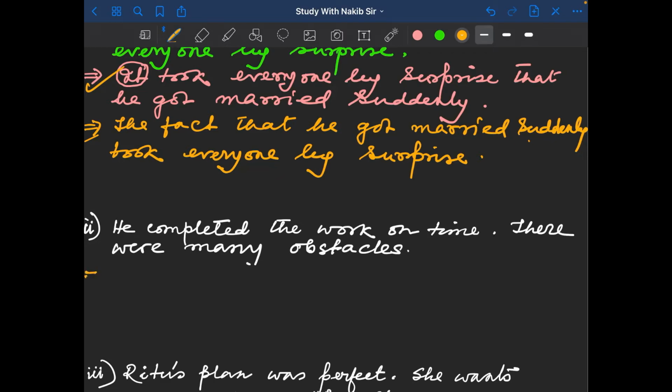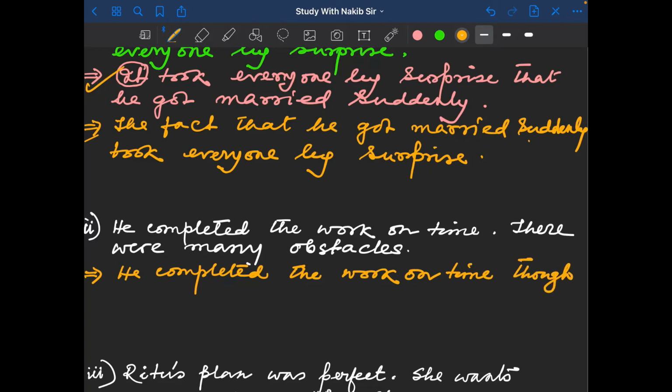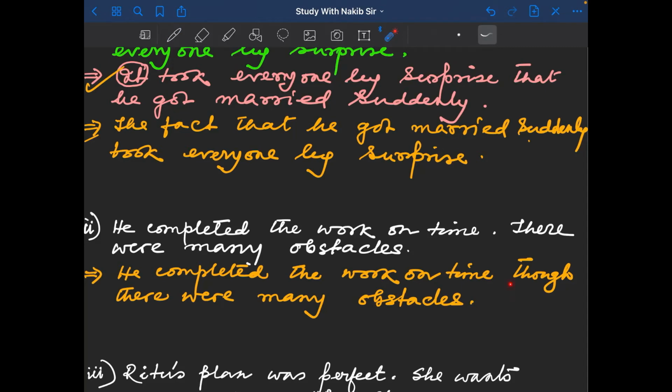See this. He completed the work on time, though or although there were many obstacles. Though there were many obstacles. This is an adverb clause indicating concession. You may combine these two sentences in another way.